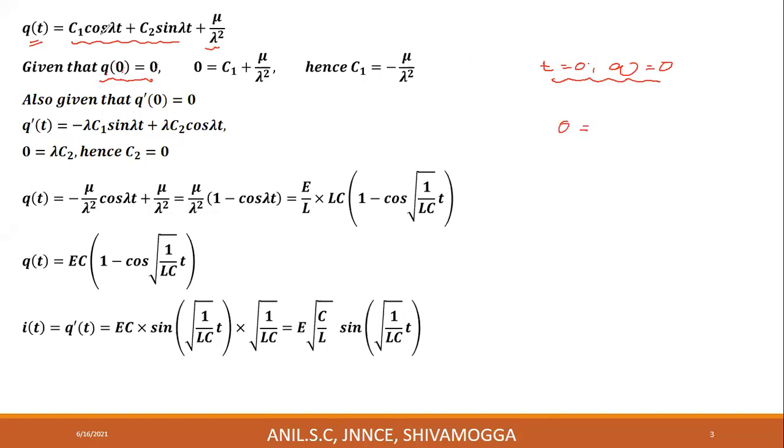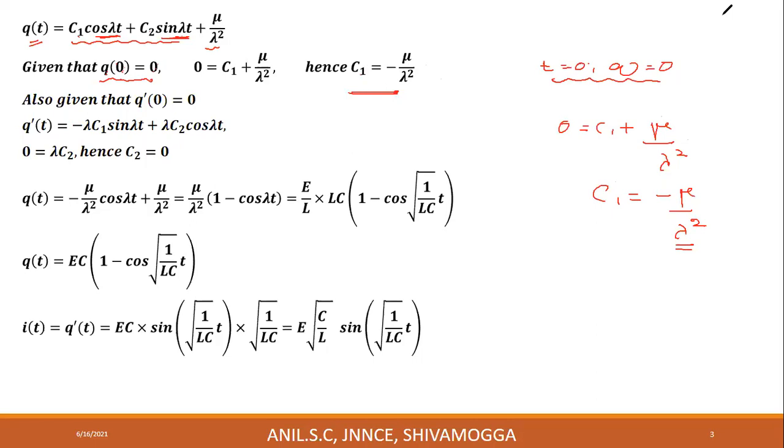When time t is equal to 0, this will be cos 0. Cos 0 is 1. 1 into C1 is C1 plus, this will be sin 0. Sin 0 is 0. 0 into anything is 0, plus mu divided by lambda square. Therefore, C1 is equal to minus mu divided by lambda square. This is one condition, one of the two required constants. Next, one more condition is there.